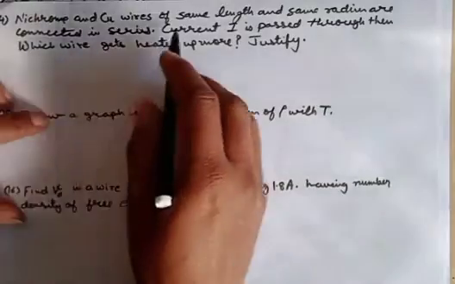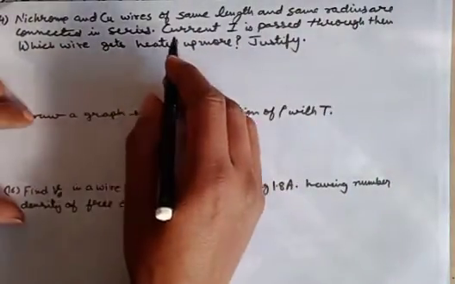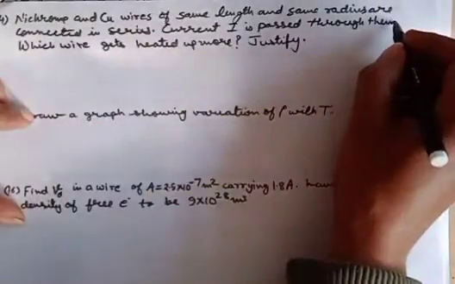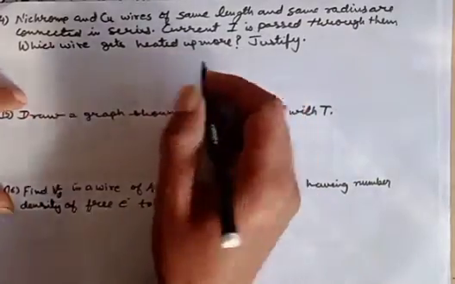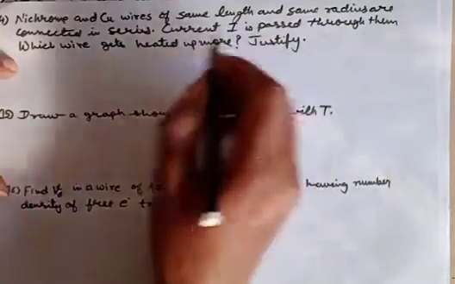Nichrome and copper wire of same length, same radius are connected in series. It means both will draw same current. Current I is passed through them. Then which wire gets heated up more? Justify. So we know that both are having same length and same radius.